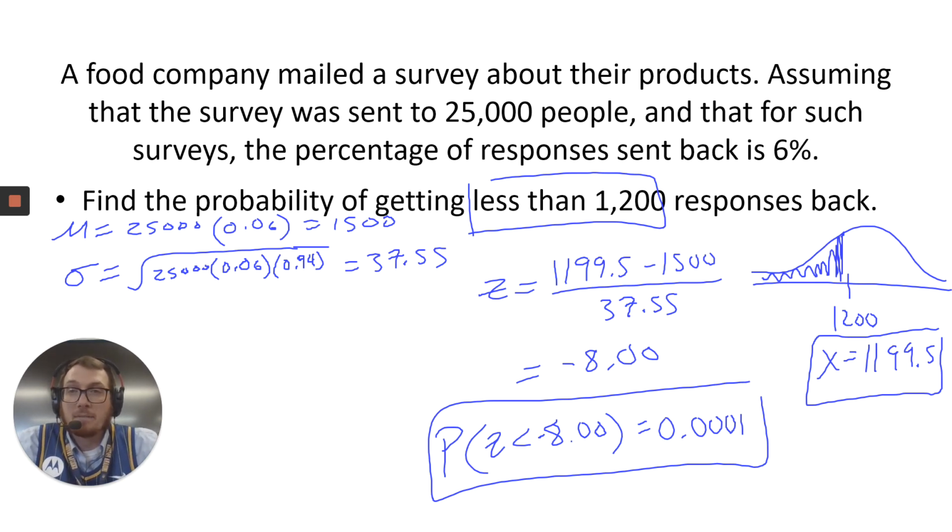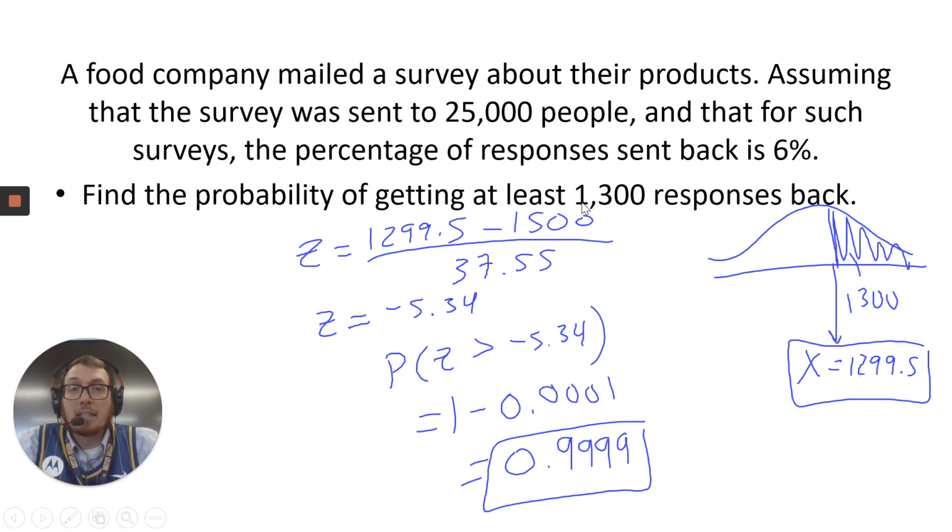That's what that's saying. Same information, I want to get at least 1,300 responses back. Now 1,300 is my cutoff, but I want area to the right because it's an at least or greater than question. So I shift this down just slightly to make sure I include 1,300. So that makes it 1299.5. That's my x value. Minus the mean and standard deviation from the last slide, minus 1,500, and then divide by 37.55. I get a z-score of -5.34. I want greater than here, so my z-score value was 0.0001, but I have to do 1 minus that because I want area to the right. And it's highly likely that it's going to be the case where I get at least that many responses back.